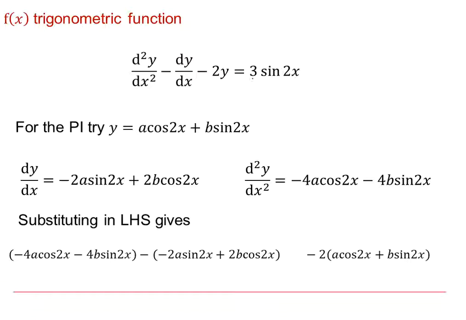So the main thing to notice here, even though there's only a sine 2x in the non-homogeneous case, you need to consider both the cos 2x and the sine 2x in your particular integral that you are going to try, in the function you're going to try. Make sure you differentiate it once and twice carefully, watch out for chain rules, and then substitute all of them into the left hand side of the differential equation.